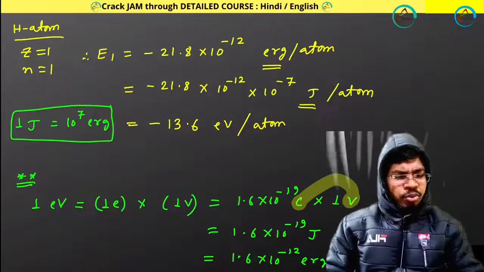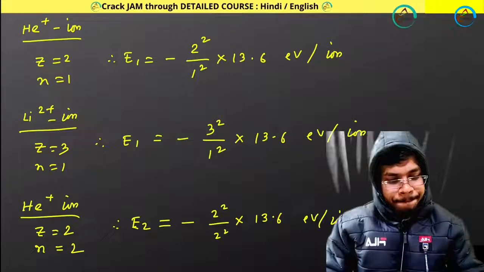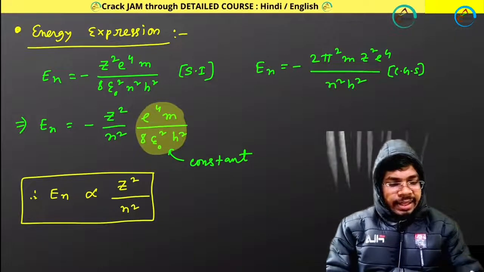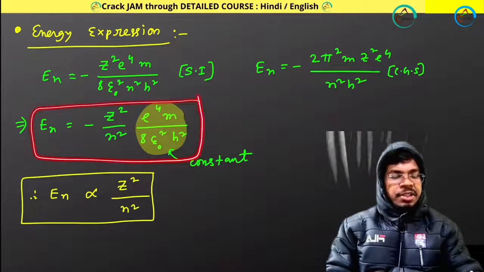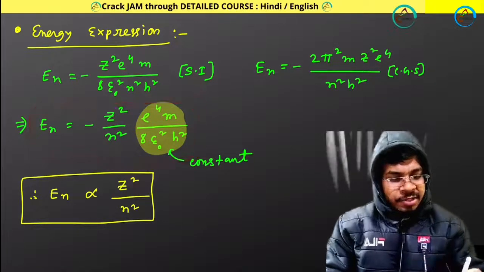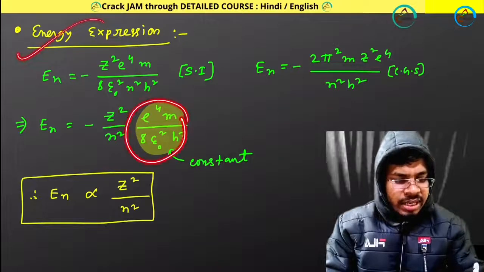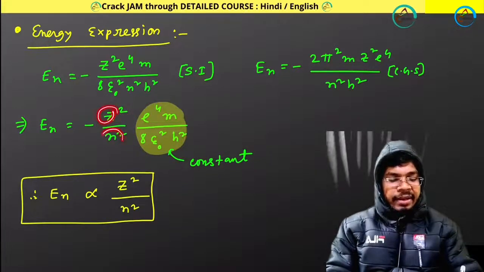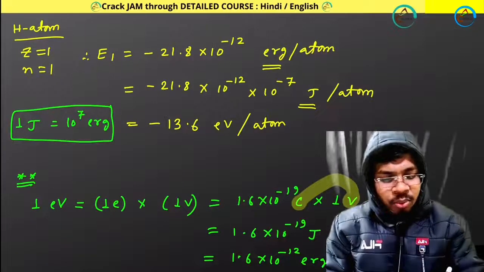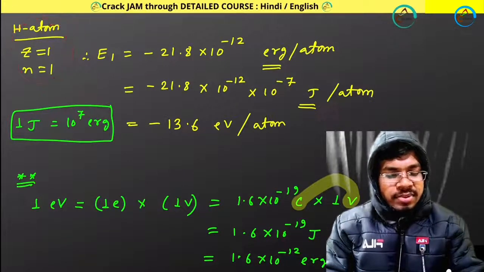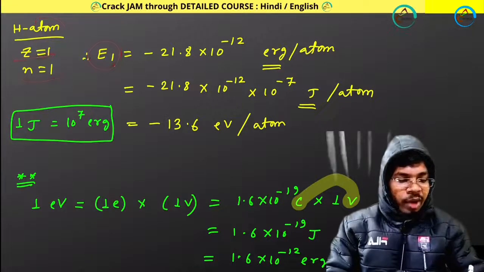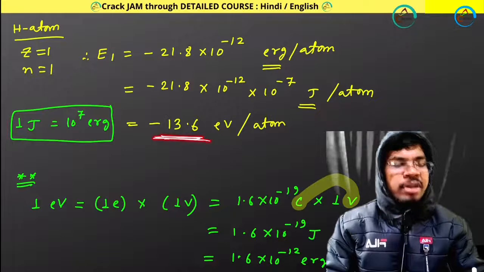So whenever we do energy calculation, I have already shown you that the energy expression is this. In this energy expression, this is a constant. It has a particular value, because the only variables will be Z and n. Now I calculated the hydrogen atom's value for Z equals 1, n equals 1. I have calculated the E1 value, and the value I got was 13.6 electron volt.